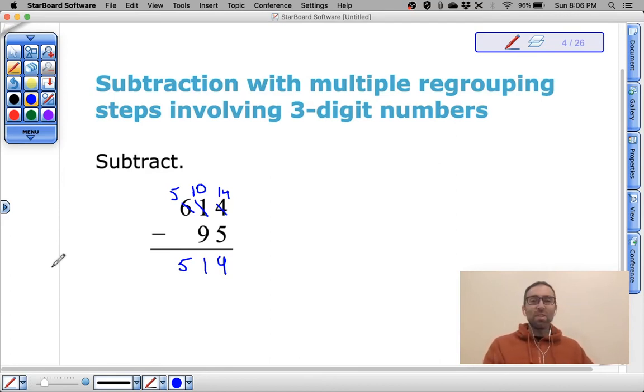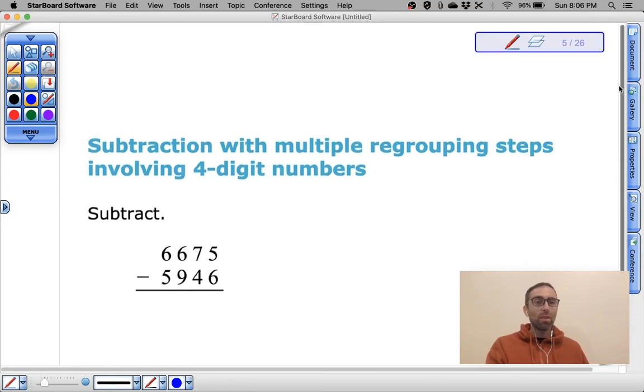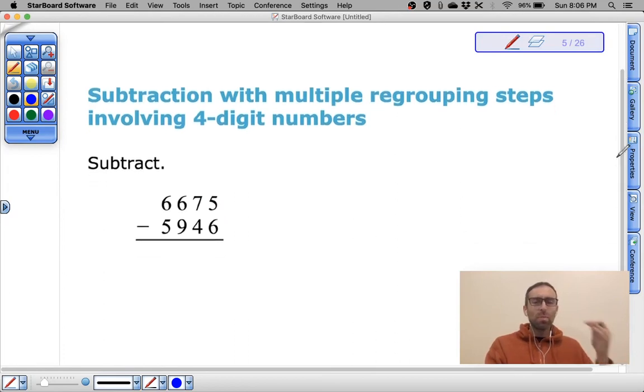All right, on to the next type of example. Subtraction with 4-digit numbers and multiple regroupings. All right, so let's tackle this first one. This is going to be similar to what we've been doing. It's just adding in one more round of borrowing.